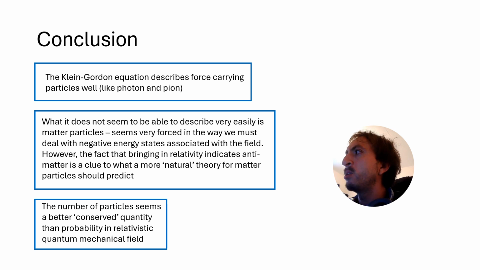And when we quantized force-carrying particles, when we quantized the potential referring to forces before, we saw the emergence of force-carrying particles, which related to the idea of creating or destroying particles. So we might start to think that actually the number of particles is a better conserved quantity in relativistic quantum mechanics than probability. And maybe probability starts to have difficulty because in quantum field theory we are creating and destroying particles, and maybe in some way keeping the total number of particles fixed.